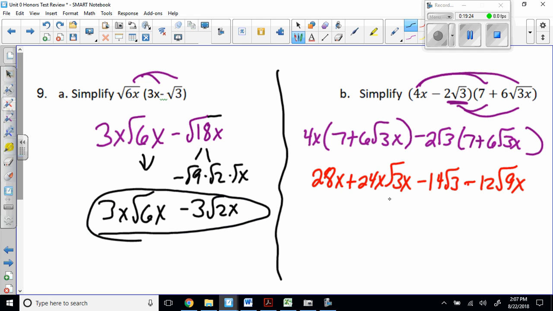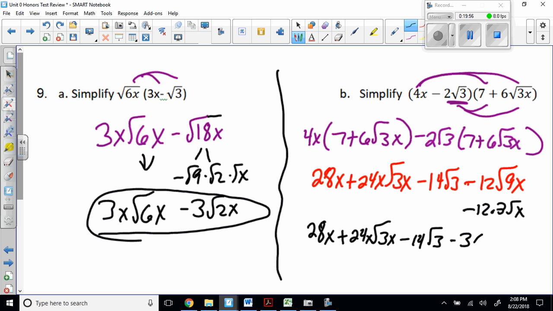So, can I simplify square root of 3x? Can I simplify square root of 3? Can I simplify square root of 9x? I sure can. Square root of 9, 9 is a perfect what? So what I've got is this. I've got 28x plus 24x square root of 3x minus 14 square root of 3. And then negative 12 times 3 is negative 36 square root of what? X, right?